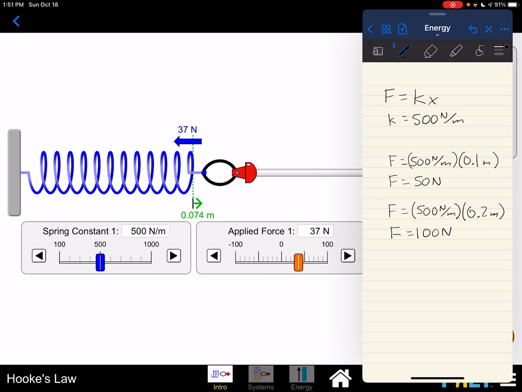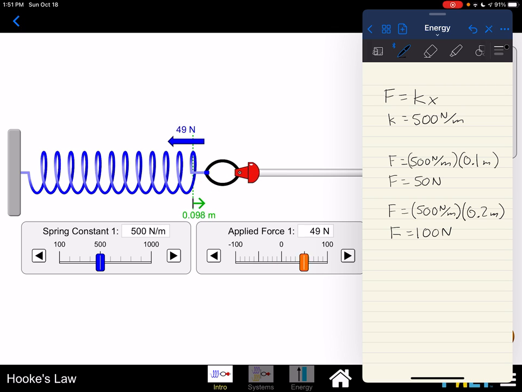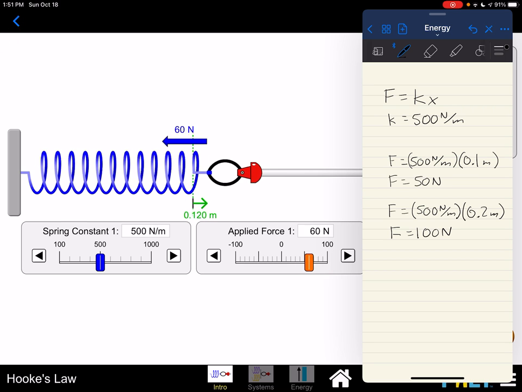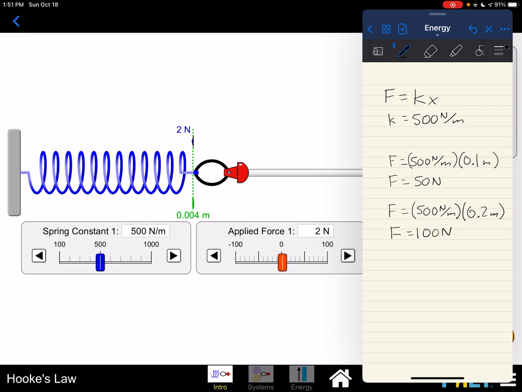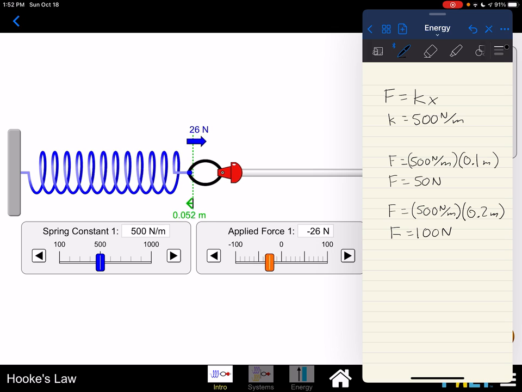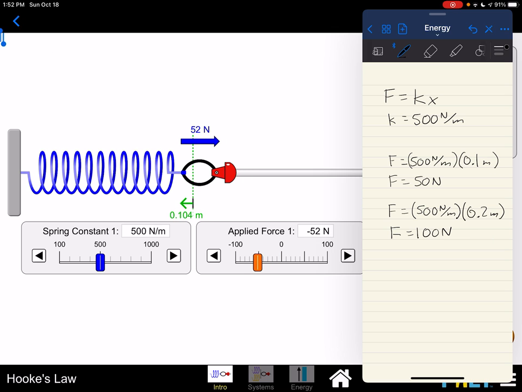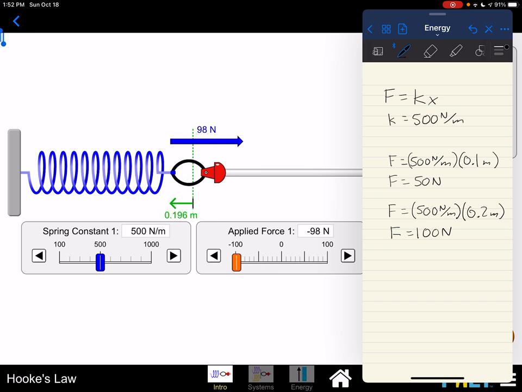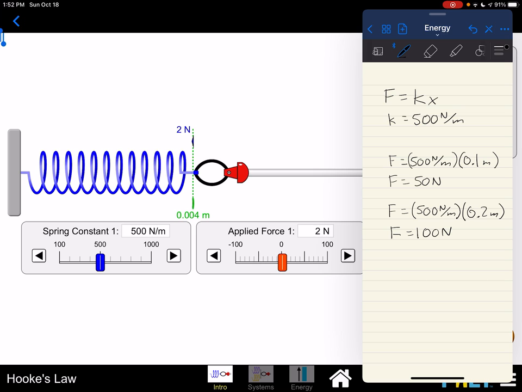So if we double the amount of force that we pull it with, we double the displacement of the spring. It also works the other way. If we squish this spring, we get a force in the opposite direction, but still the force that we get is proportional to how far that spring is displaced from its equilibrium position. The equilibrium position, we can see it, it's right there. That's where the spring is if there's no applied force to it.